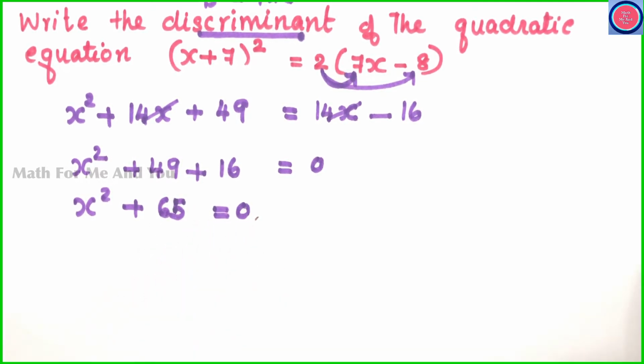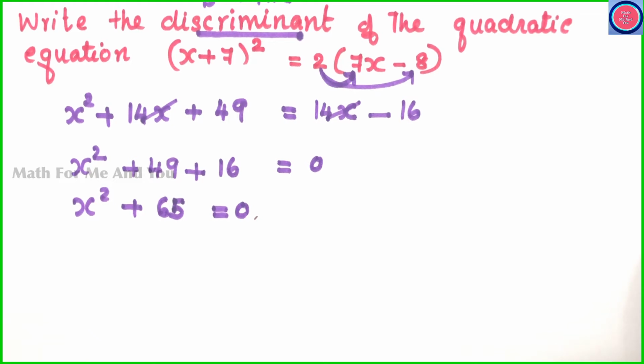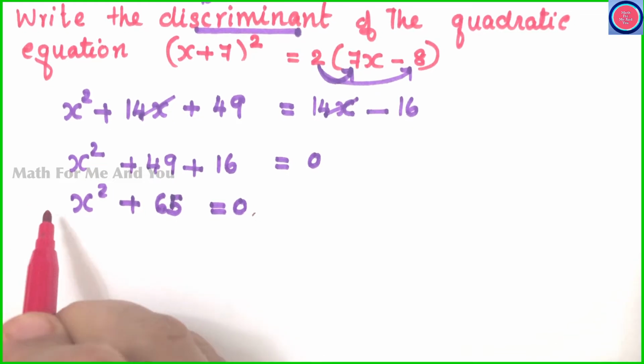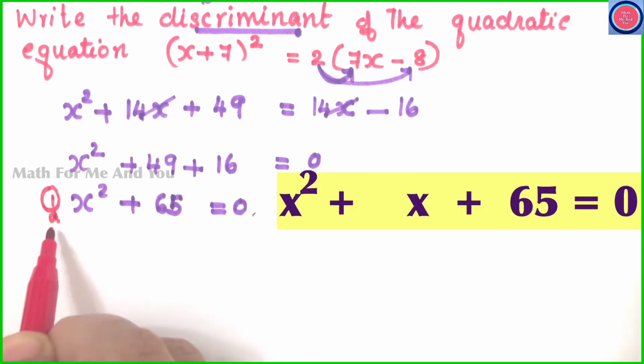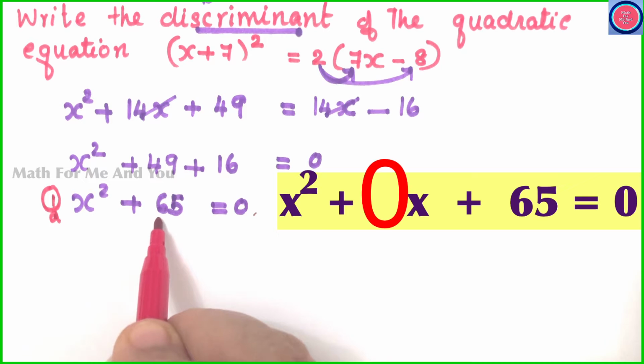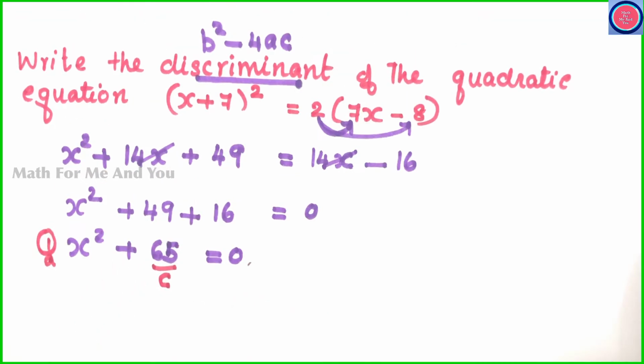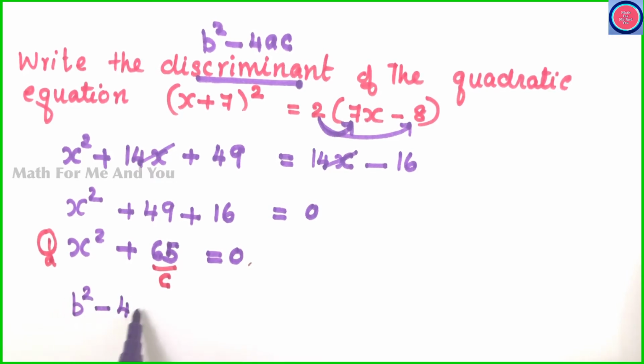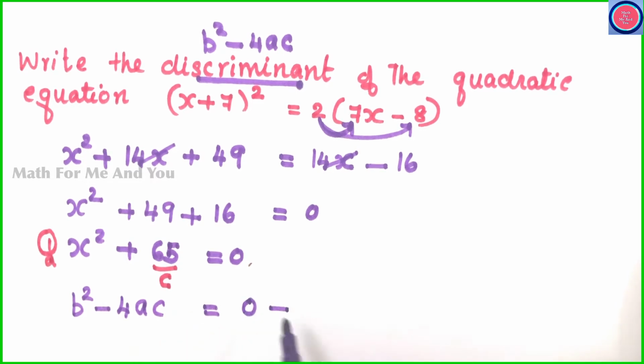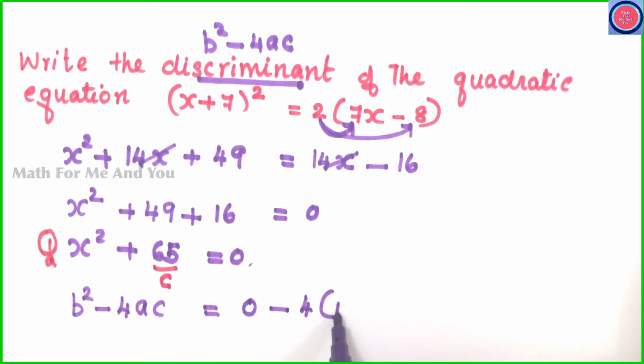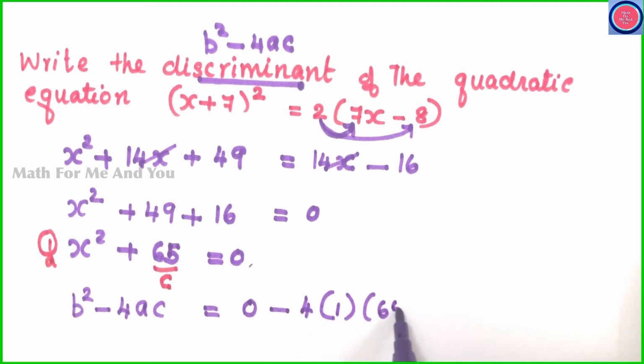Now this is a quadratic equation. x square plus 65 is equal to 0. But there is no term with x. That means a is 1 but b is 0. B is the coefficient of x, that is 0. And c is 65, the constant. So we can write b square minus 4ac, this is the discriminant. B is 0, so b square is 0 square, that is 0, minus 4 times a times c, 4 times 1 times 65.